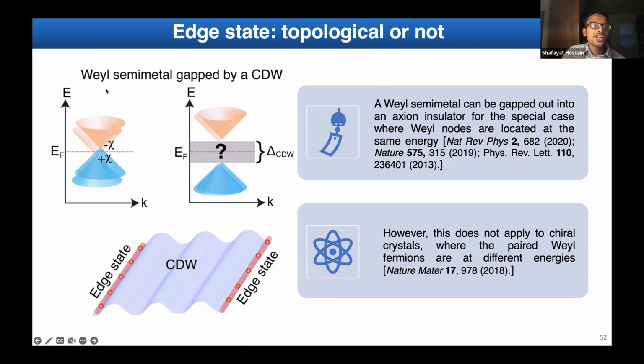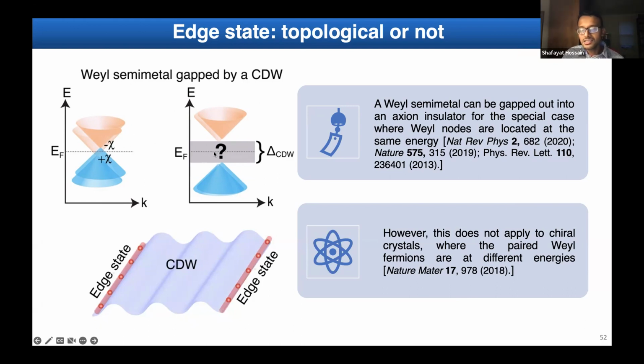As I mentioned here, the charge density wave gaps out this Weyl semi-metal phase. The question is, for the resulting phase, which has this gap, delta CDW, what is the topological nature of the gap? That's still a big question to us. We do not know what the topological nature of it is yet, because there is no theory calculation in the presence of a charge density wave state in this material which can predict what the topological nature of it is.